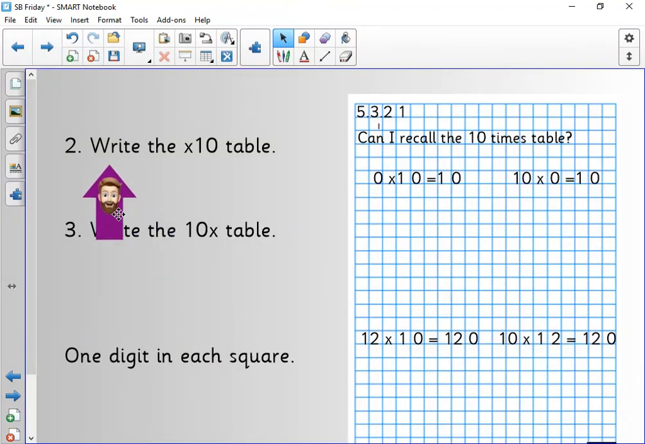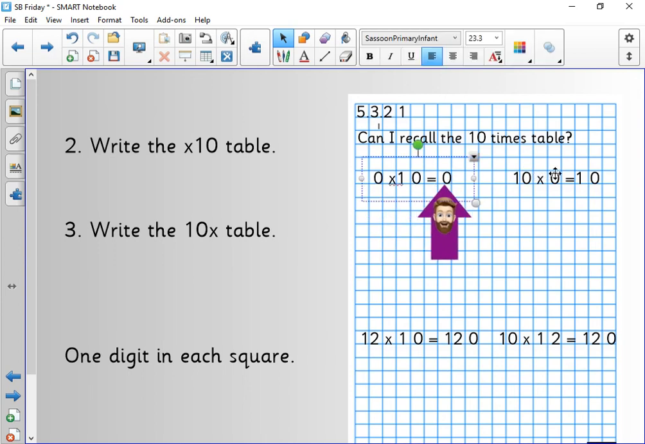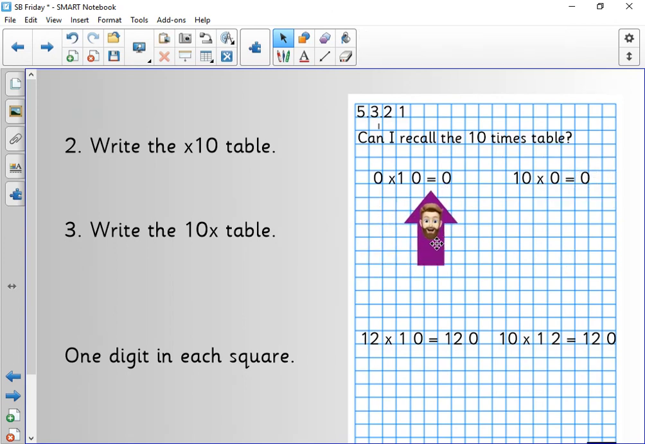Okay, your second instruction is to write the times 10 table. So I've just done the first one for you. 0 times 10 is, oh dear, Mr. Clifford, it's not 10, is it? It's 0. 0 times 10 is 0. So the next one will be 1 times 10 is 10. So you've got to write them all the way down to 12 times 10 equals 120, okay?